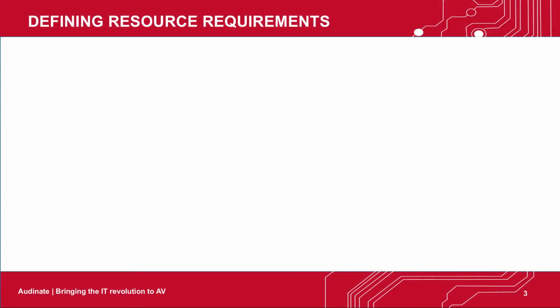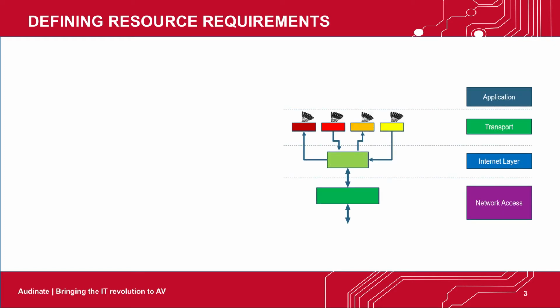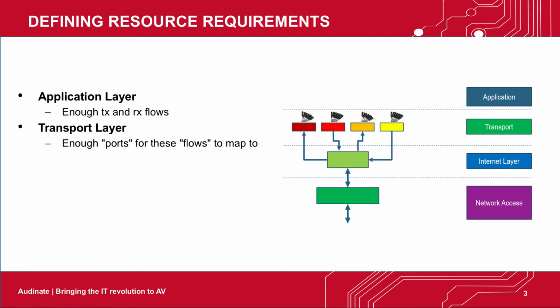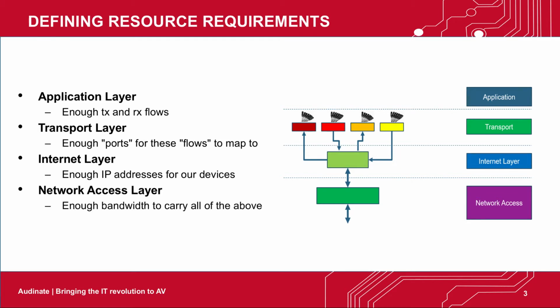Dante is carried on an IP network. Consider this TCP/IP model again. At the application layer, we have the requirement for enough transmit and receive flows. At the transport layer, we need enough ports for these flows to map to. At the internet layer, we need enough IP addresses for our devices. At the network access layer, we need to make sure we have enough bandwidth to carry all of the above.